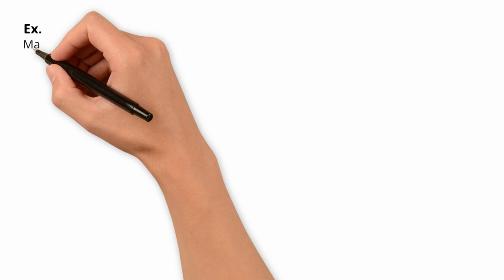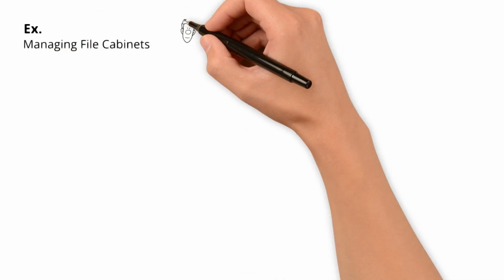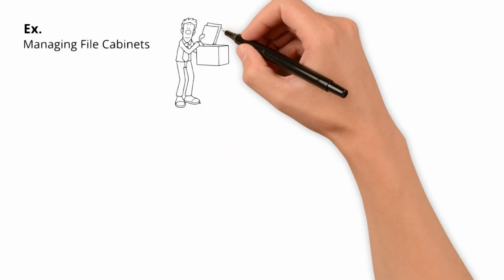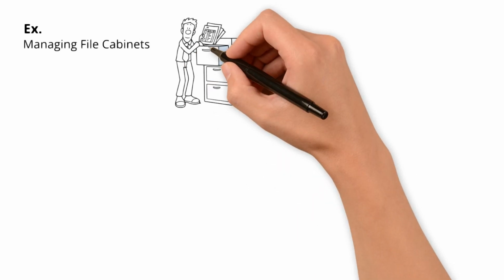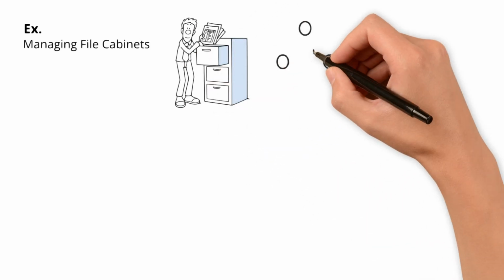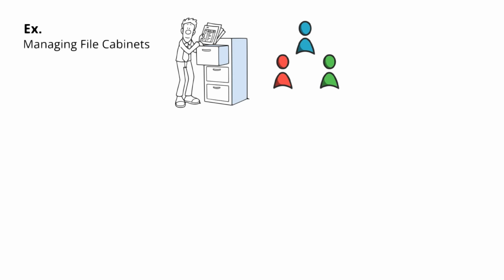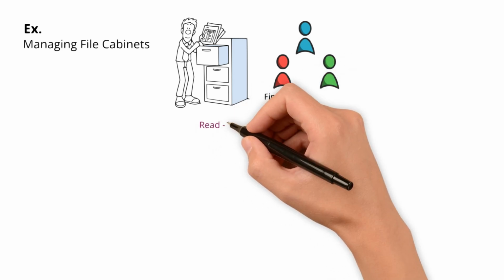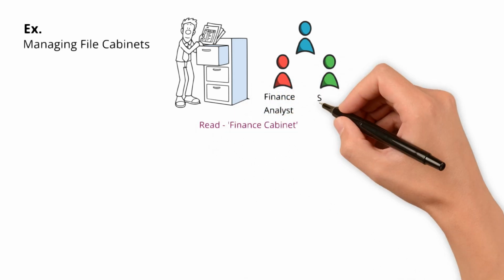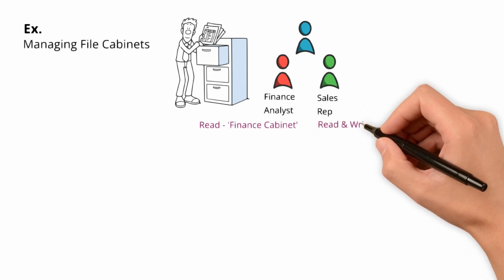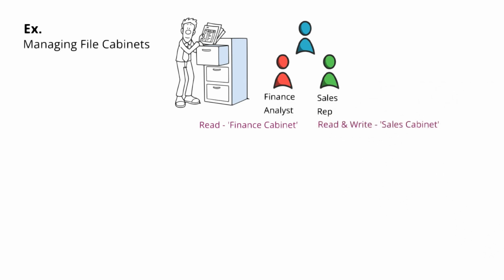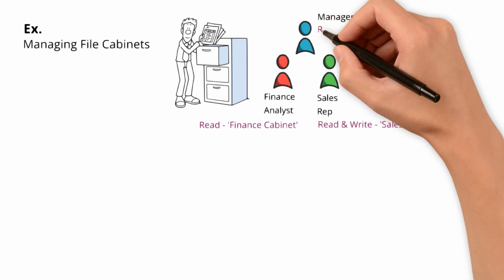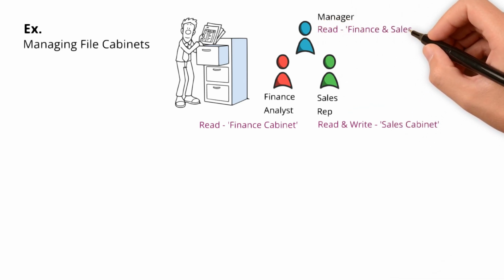Let's take an example of managing file cabinets. Imagine a company where employees need access to different file cabinets. Alice, a financial analyst, needs read access to finance cabinet. Bob, a sales rep, needs read and write access to sales cabinet. Charlie, their manager, needs read access to both the cabinets.